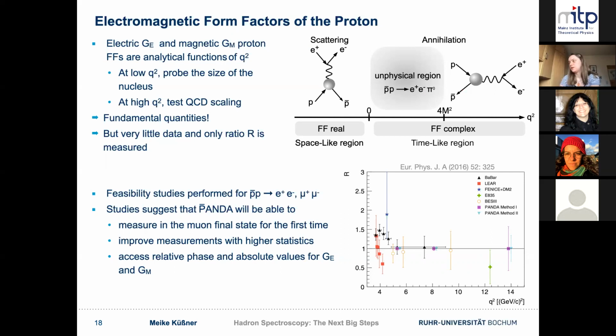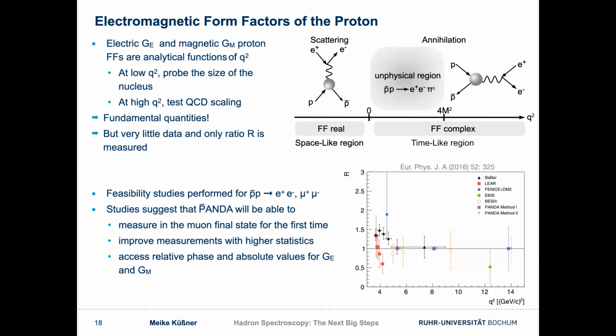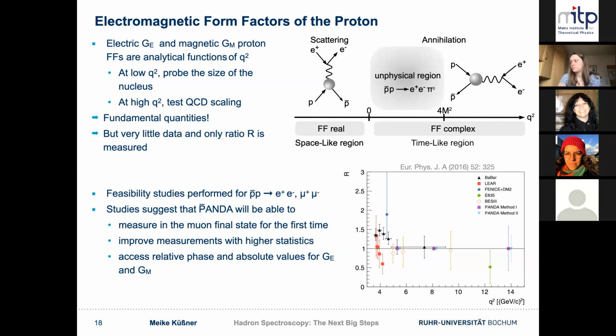There is very little data, and often only the ratio R between those electric and magnetic form factors is measured. So there were feasibility studies performed of the decay chains p bar p to electron positron and mu plus mu minus. And these studies suggest that PANDA will be able to, first of all, measure the muon final state for the first time, and to improve measurements with higher statistics and also access the relative phase between the electric and magnetic form factor.